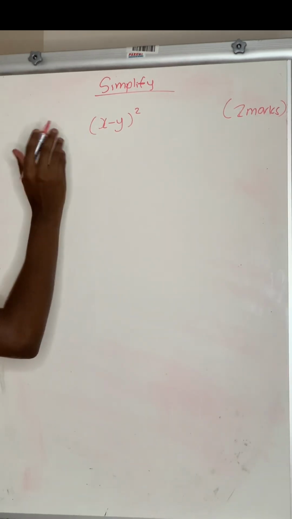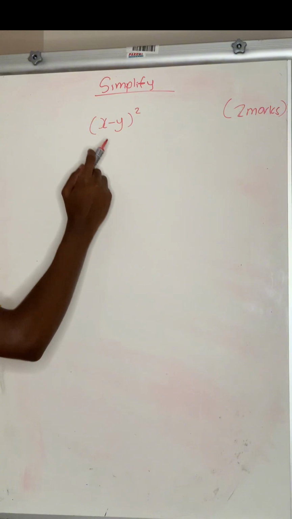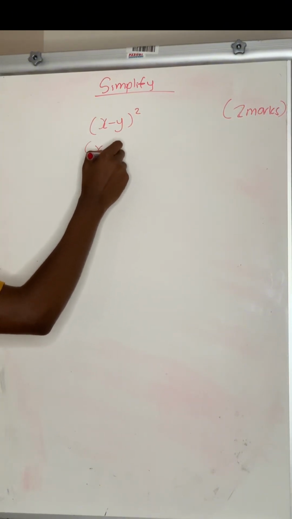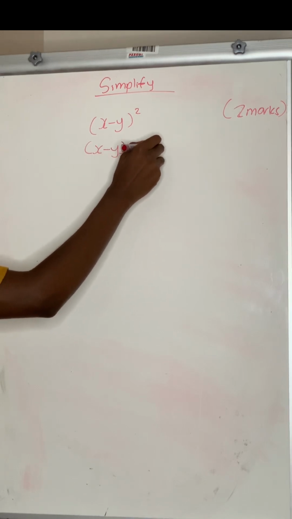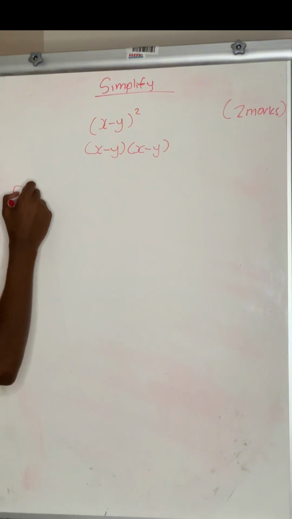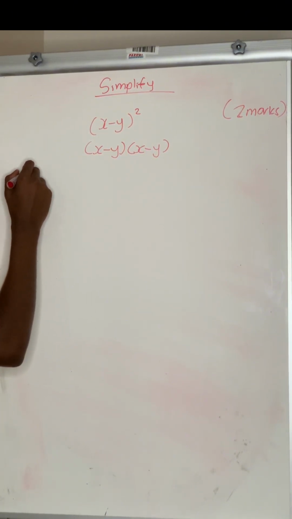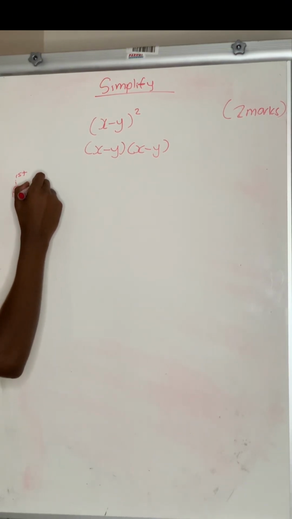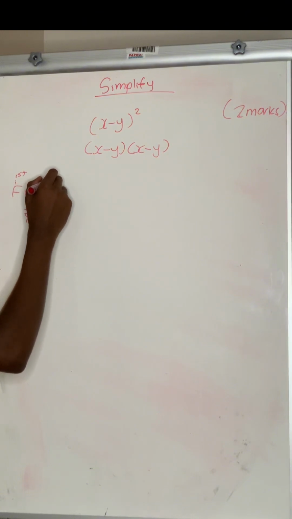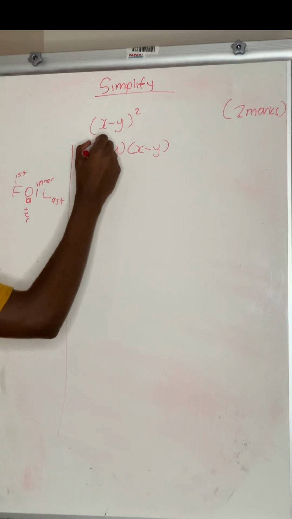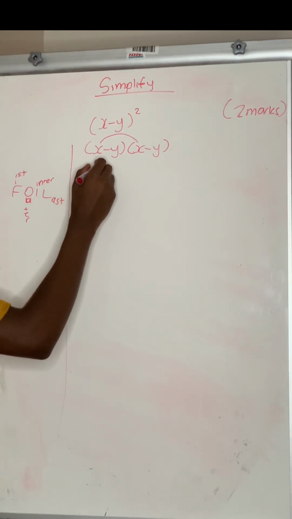(x - y) all squared for 2 marks, okay? So (x - y) all squared is basically the same as (x - y) times (x - y). Okay, and then we're going to use something which is called our FOIL method again. So it's the first terms, the outer, the inner, and then the last.